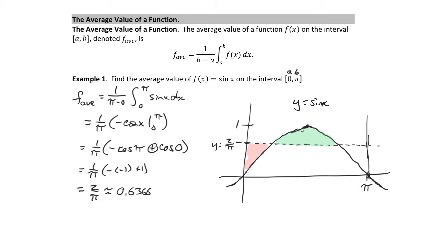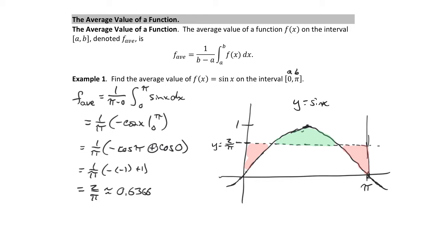now my graph is a little bit off. I did this just freehand. Those two areas are equal. The average value is the height of a horizontal line where the region bounded by the curve above that horizontal line and the region bounded by the curve below that horizontal line, those two regions are equal when you put the two red ones together.